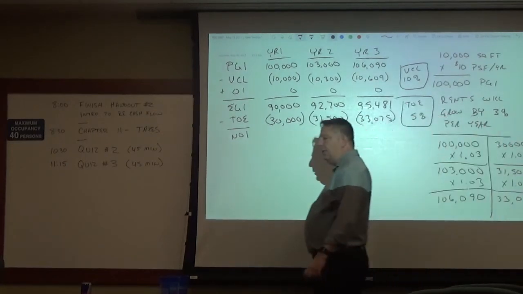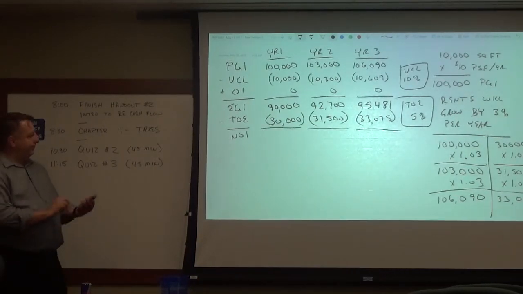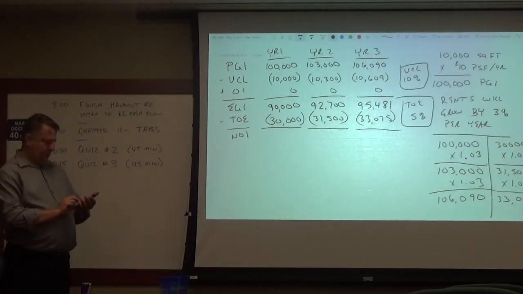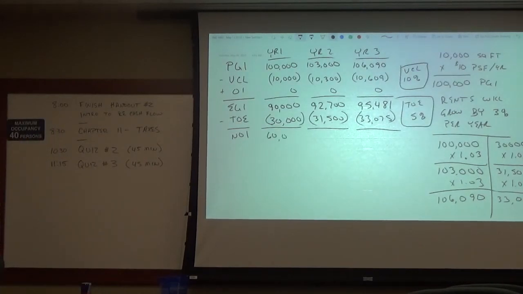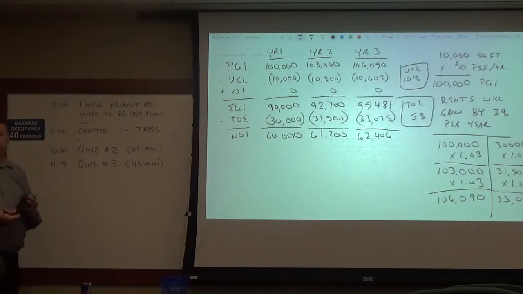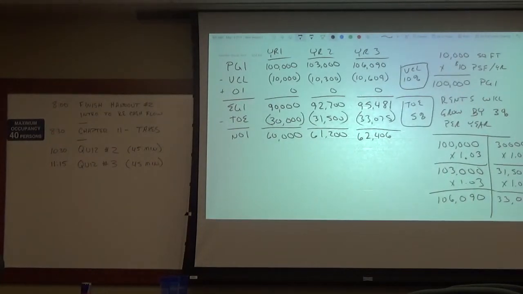Now we do the basic math to get our NOI. So for the first year, 60,000. $61,200. And 62,406. Everybody cool with that? Any questions?